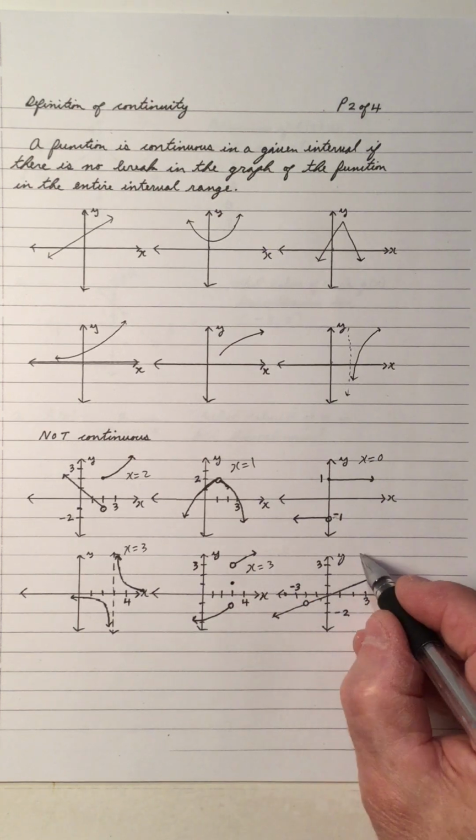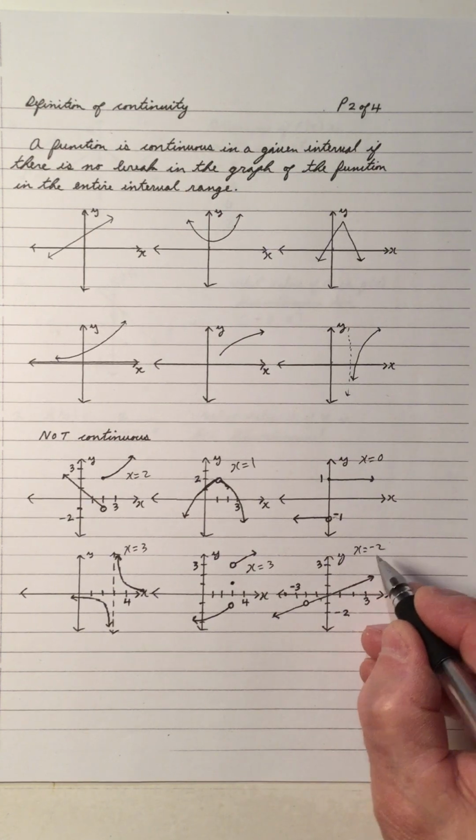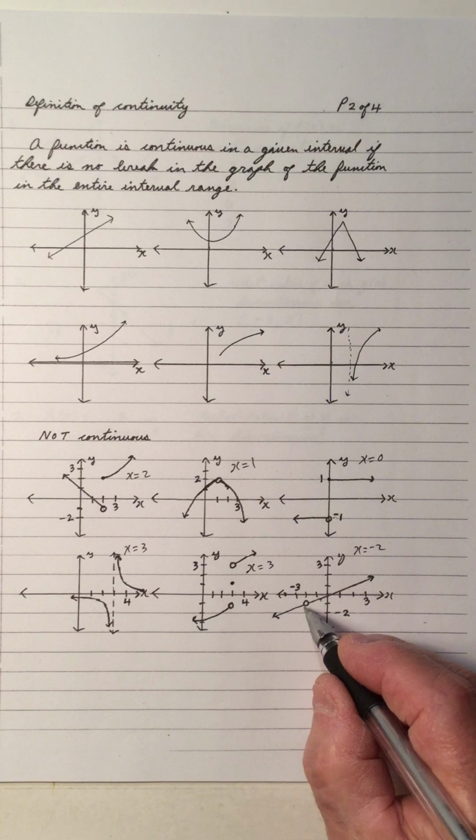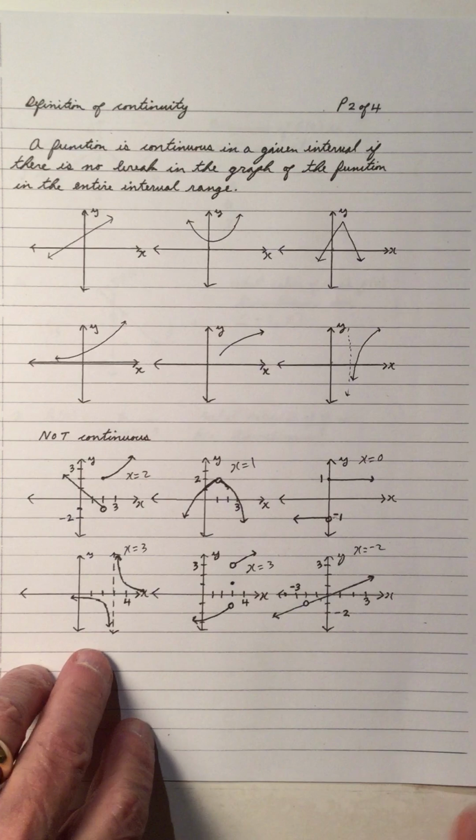And right here, at x equals negative 2, it's not continuous at the point x is negative 2, y is negative 1. So continuous and not continuous. Let's continue.